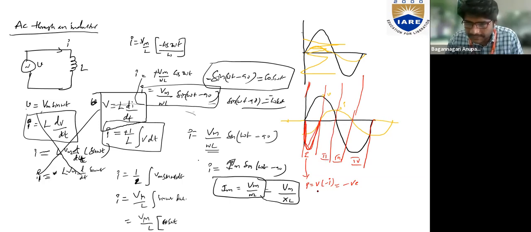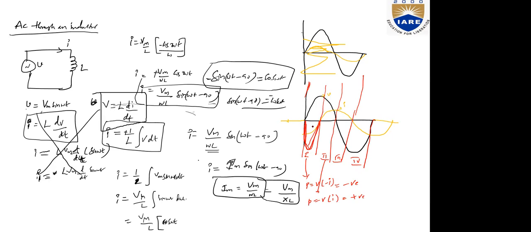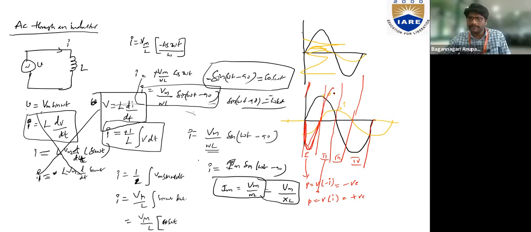In the second section, what is the equation for power now? V into I. It is positive, right? Both V and I are positive, right? So the product of V and I will remain positive. Now in section 3, it's the same as section 1. The current is positive, but the voltage is negative. So the power equation becomes P is equal to minus V into I. So we'll get it as negative.